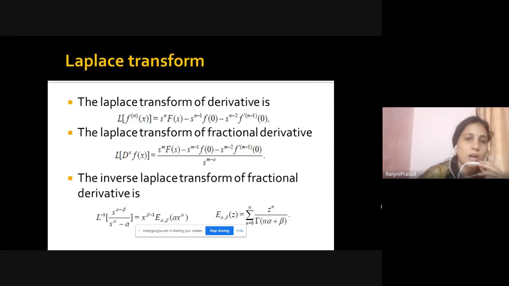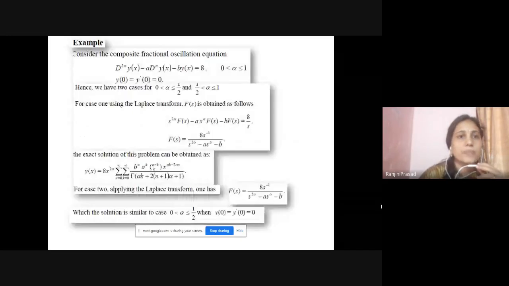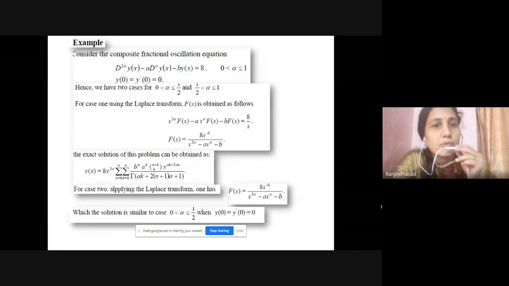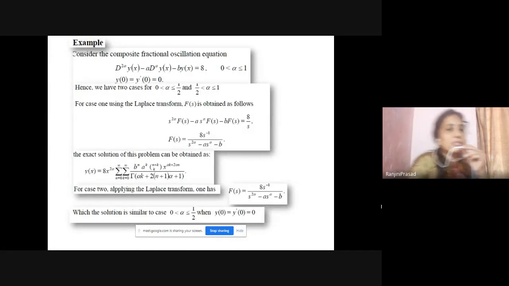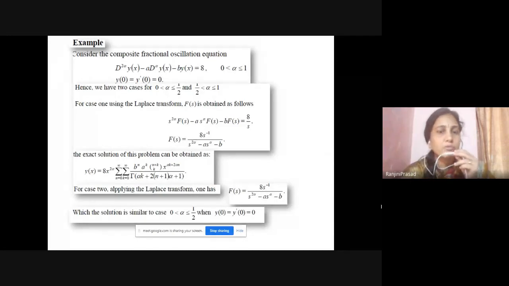So how to find the solution using all these functions, we see. Take down the example. Here we consider the composite fractional oscillation equation: D^(2α) y(x) minus A D^α y(x) minus B y(x) equals 8. Initial conditions are given. You have to find the solution. Here they are considering two cases, alpha from 0 to 1/2 and 1/2. So you know how to apply the Laplace transform for a differential equation.